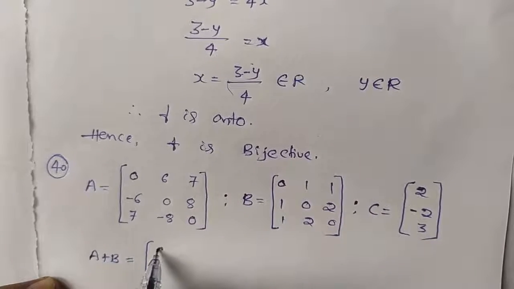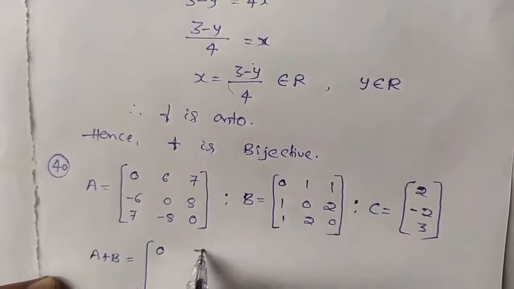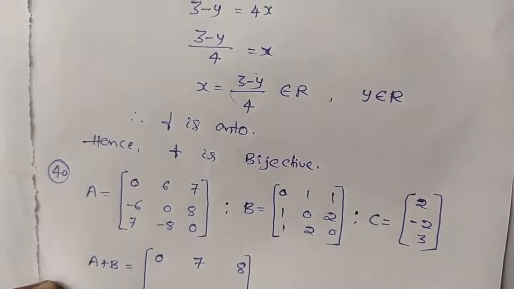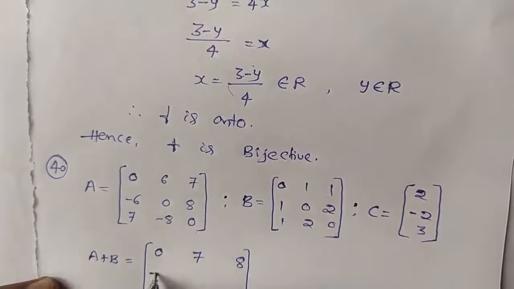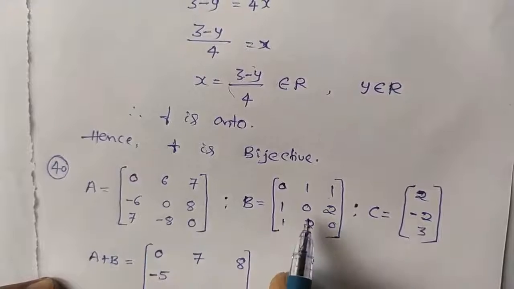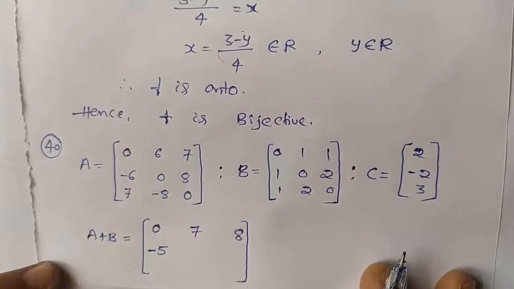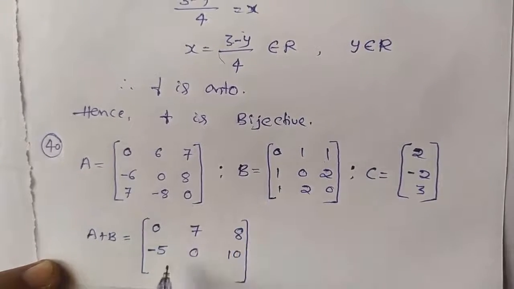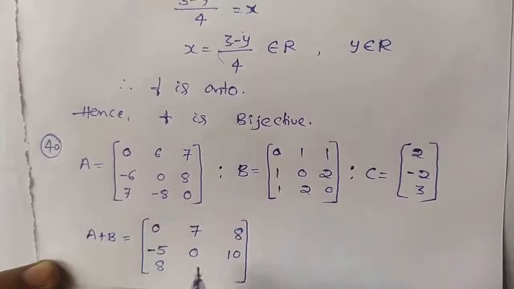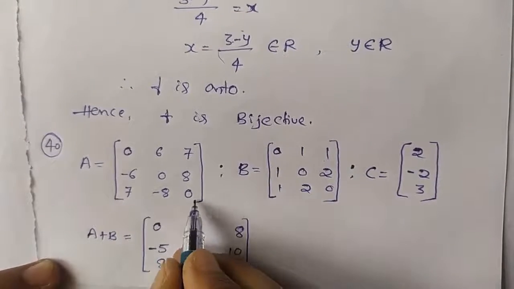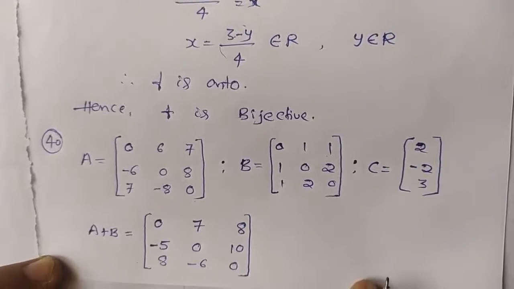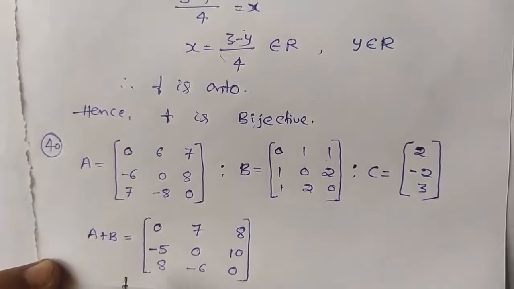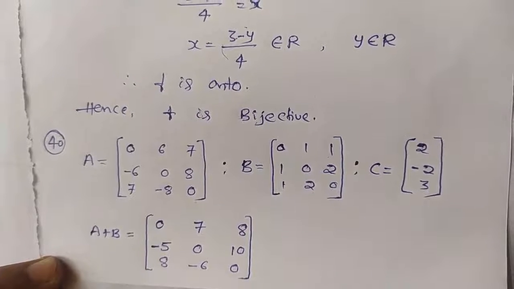0 plus 0 is 0. 6 plus 1 is 7. 7 plus 1 is 8. Minus 6 plus 1 is minus 5. 0 plus 0 is 0. 8 plus 2 is 10. 7 plus 1 is 8. Minus 8 plus 2 is minus 6. 0 plus 0 is 0. Add the corresponding elements of the matrix A and B. We found the matrix A plus B.